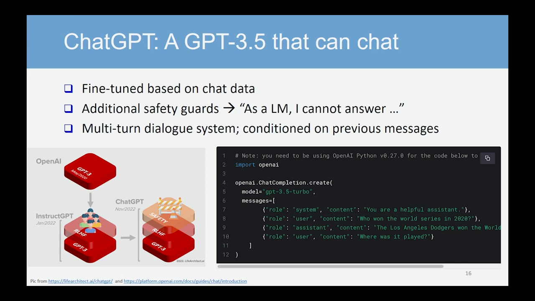And they also built this as a multi-turn dialogue system, conditioned on the previous messages. So you can see here on the right-hand side, this is the API you can call for ChatGPT. And in the very beginning, you have the system setting.